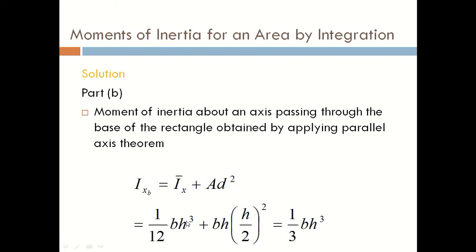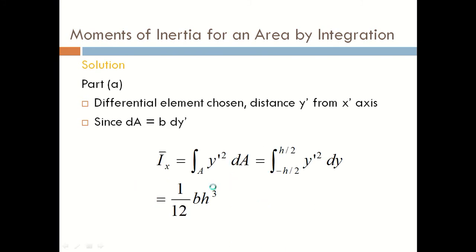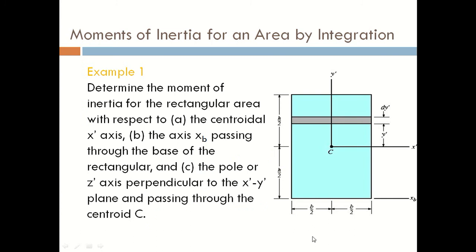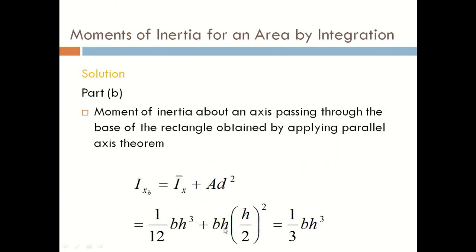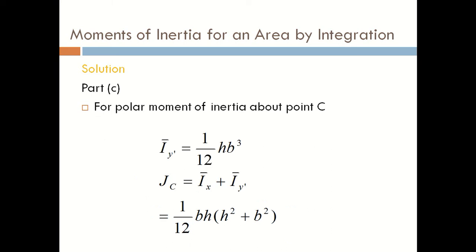So we'll substitute here bh cube divided by 12 plus the area of this rectangle, h multiplied by b. So this is bh, and the distance squared. We already see the distance between these two axes is h by 2, and this is squared. If you solve this, we will get bh cube by 3. So this is the moment of inertia of a rectangle at the base.